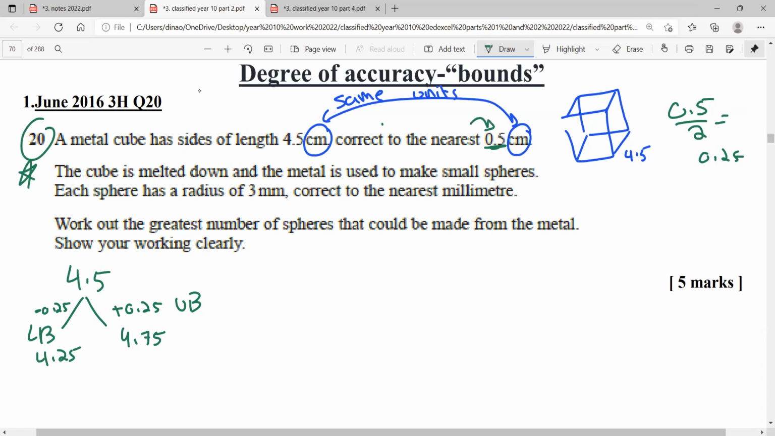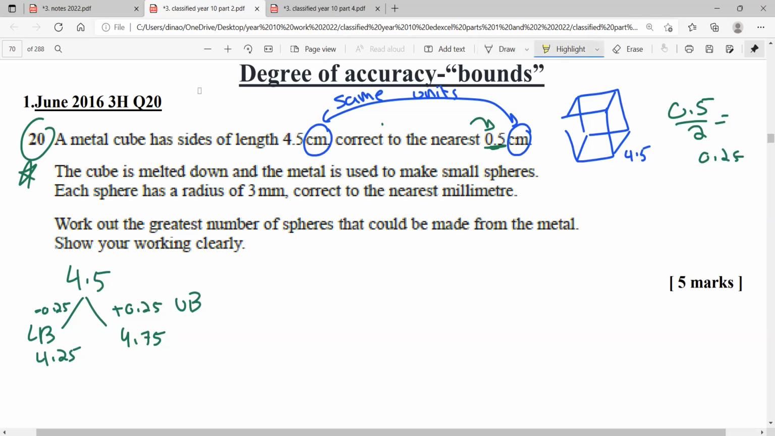مفيش أي مشكلة. First, check that the units are the same. If the units are not the same, you have to make them the same. And then, as we said earlier, you take the place value given after the word nearest and you divide by 2. How you take the value, you divide by 2. أيا كانت. تعالوا بقى نشوف.